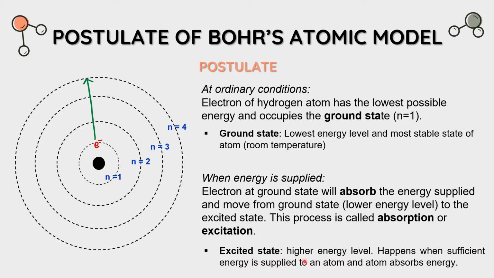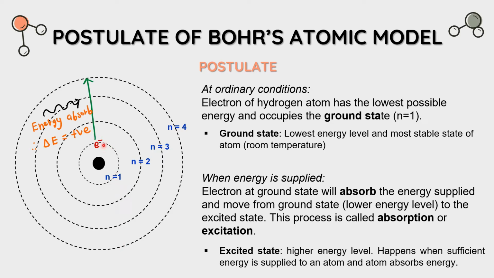Excited state is the higher energy level, and it happens when sufficient energy is supplied and the atom absorbs the energy. So in order for this electron to get excited to the excited state or higher energy level, this electron must absorb a certain amount of energy, so the value of delta E will be positive. So how can we calculate the value of delta E? Delta E is the energy difference between the high energy level and the low energy level.